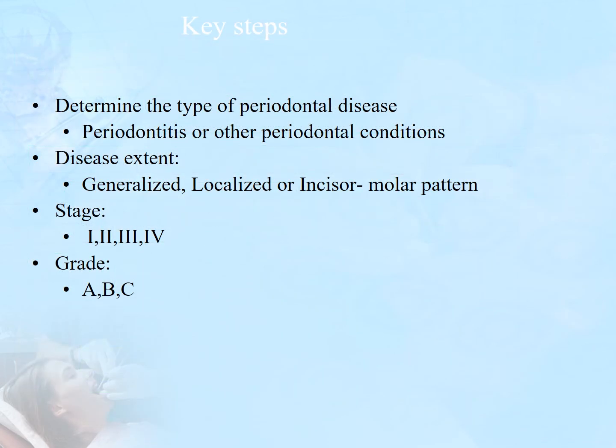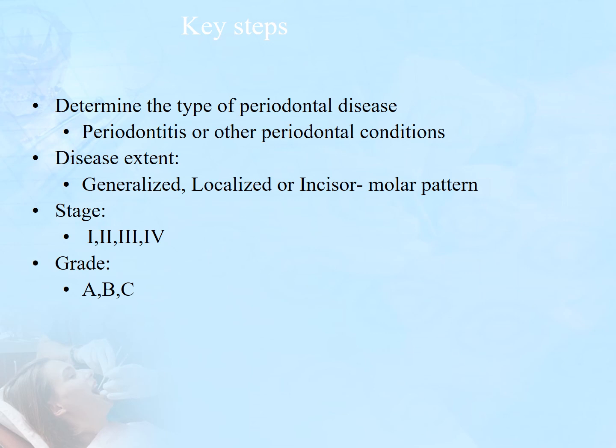The key steps in coming to the diagnosis would be to determine the type of periodontal disease, whether it is periodontitis or the other forms. You have already learnt it in the classification. So leave alone the other forms. For this particular chapter, take the consideration of periodontitis. Once you have said it is periodontitis, see whether it is generalized, localized or an incisor molar pattern. Generalized, more than 30 teeth involved; localized, less than 30 teeth involved; incisor molar pattern, only if the incisors and the molars are involved. Right.